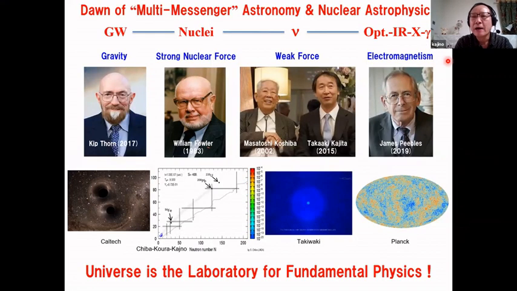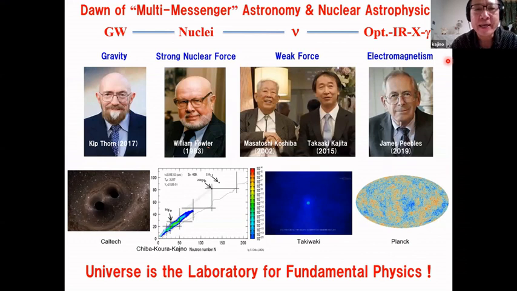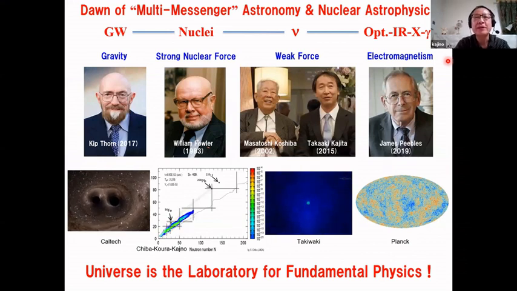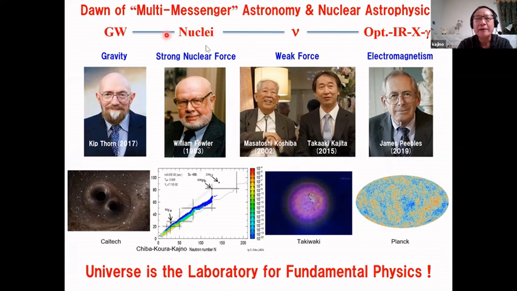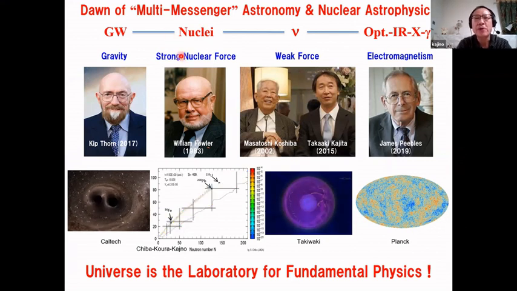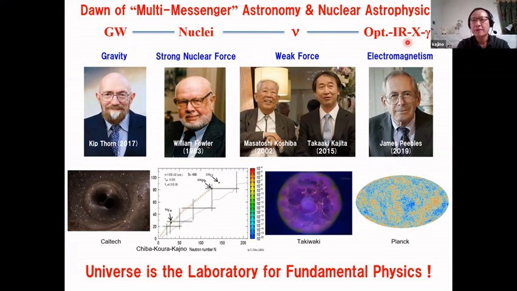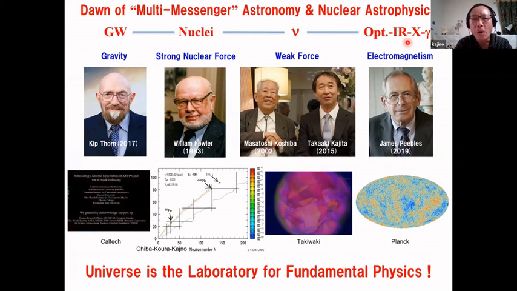First of all, needless to say, we are very happy to live in the dawn of multi-messenger astronomy and astronuclear physics. It is because nuclei are the messengers of the strong nuclear force in the universe, as well as gravitational waves, neutrinos, and photons. So we will discuss today the origin of r-process elements, integrating information from all of these messengers.